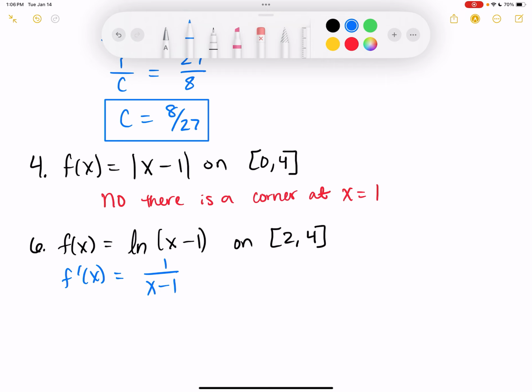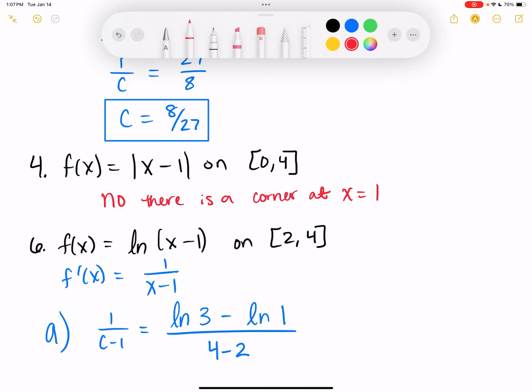So then part A, we're going to sub in c for x, so we have 1 over c minus 1 equals the ln of b. So if I plug in 4 for x, that's going to give me the ln of 3 minus the ln, plug in 2 for x, so the ln of 1 over 4 minus 2. What is the ln of 1? 0.